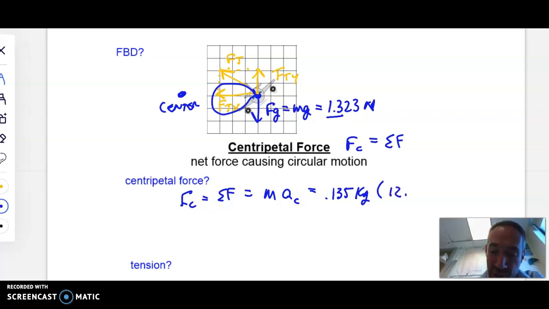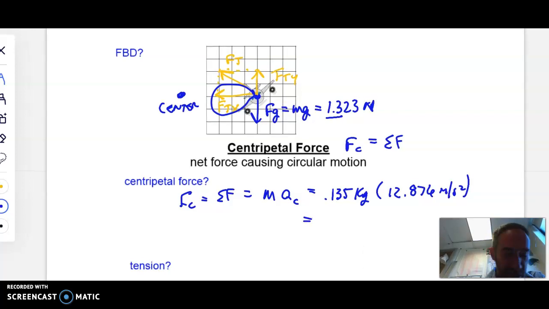Remember, that was 12.876. You can go back in the video if you want to see that calculation. I know you had that from before. And I ended up getting a centripetal force of 1.73826 newtons. And please, don't lose track of what that is. That is the amount of force that we know we have because of what's happening to the plane, the mass and the acceleration we're seeing. And so that is how large this centripetal force is right here.